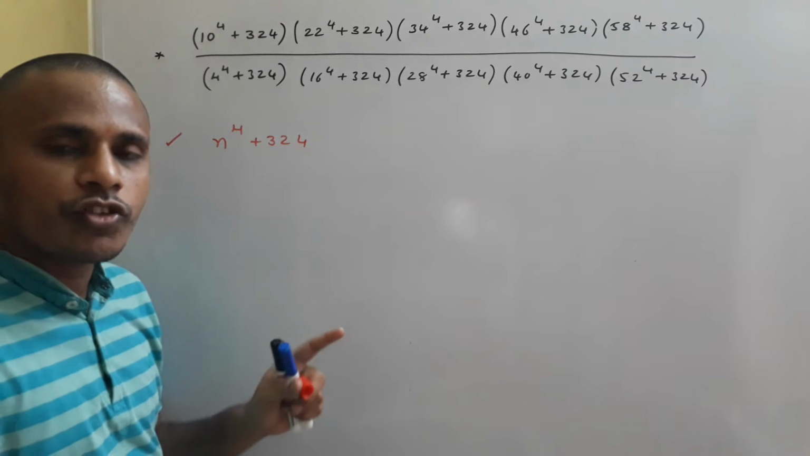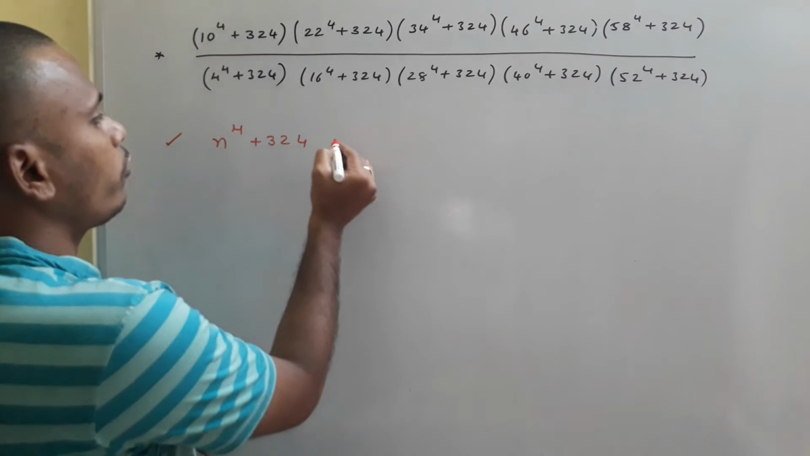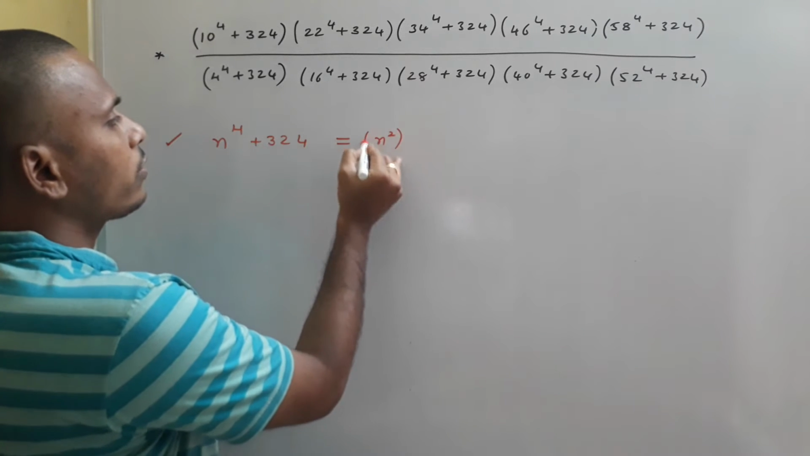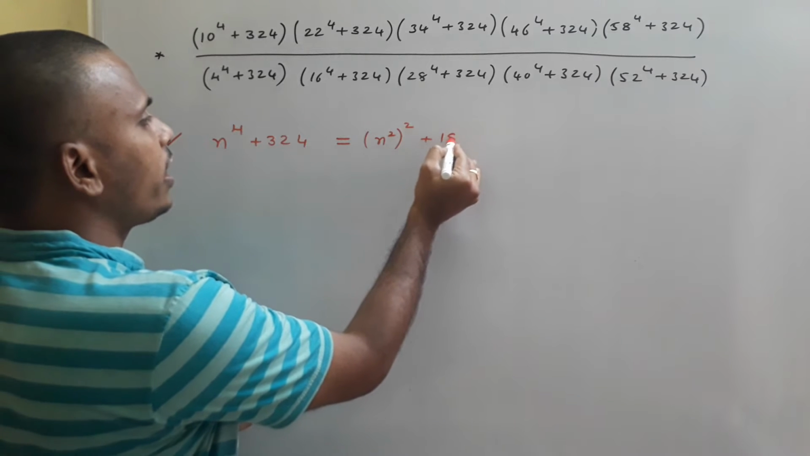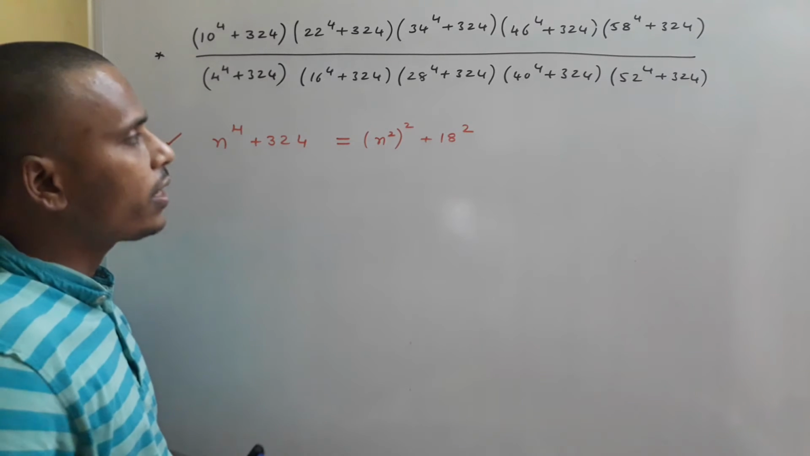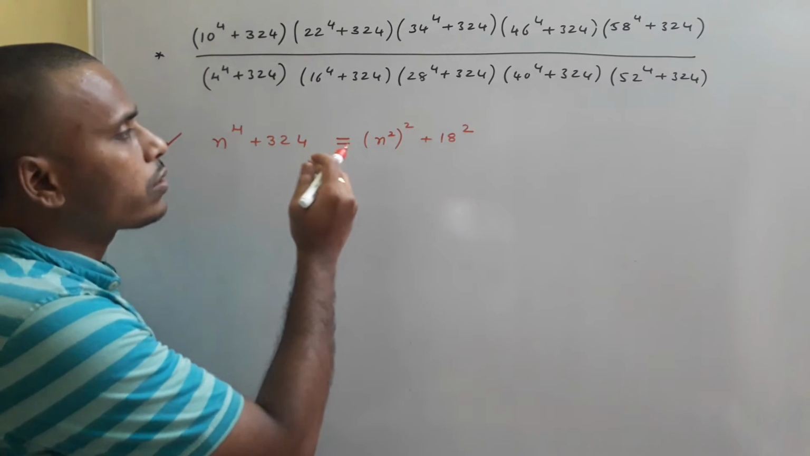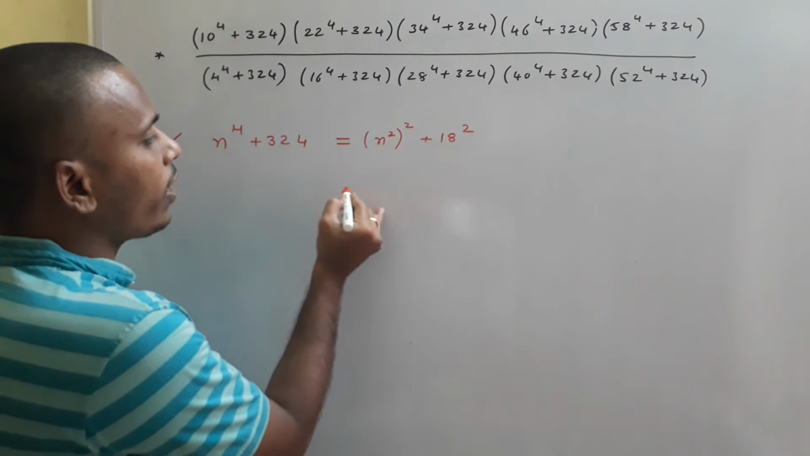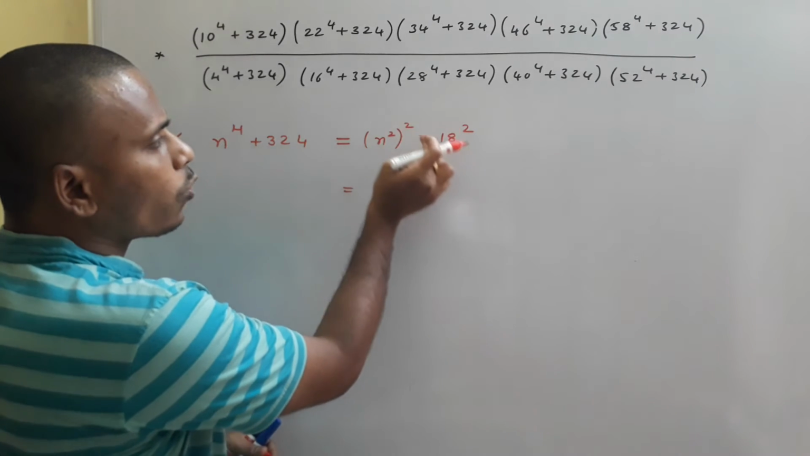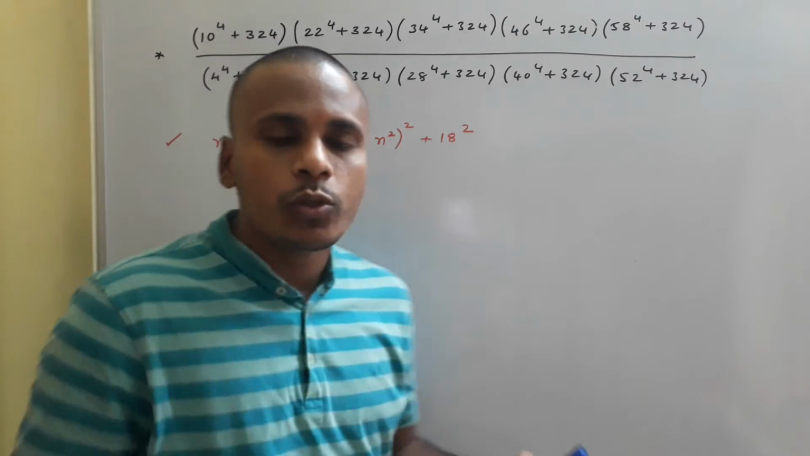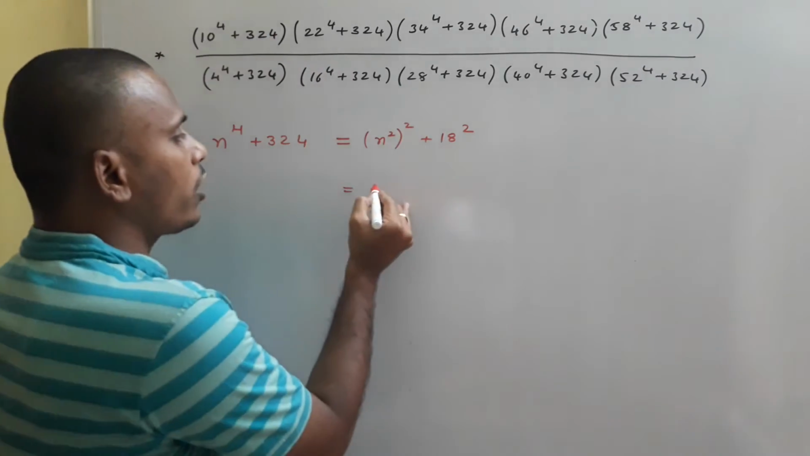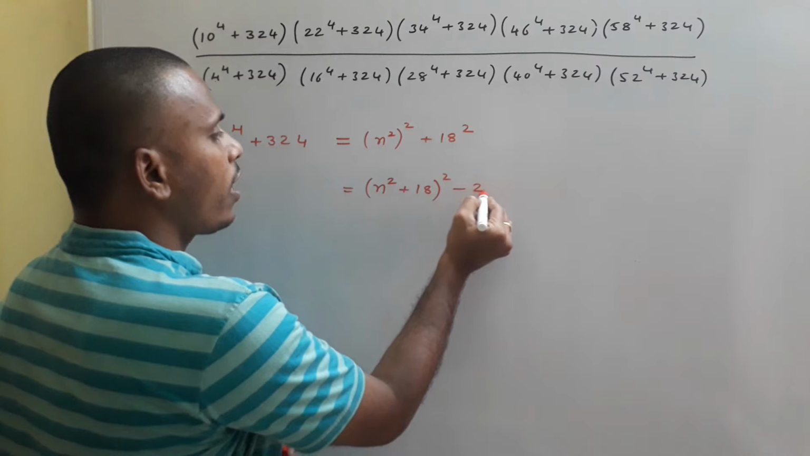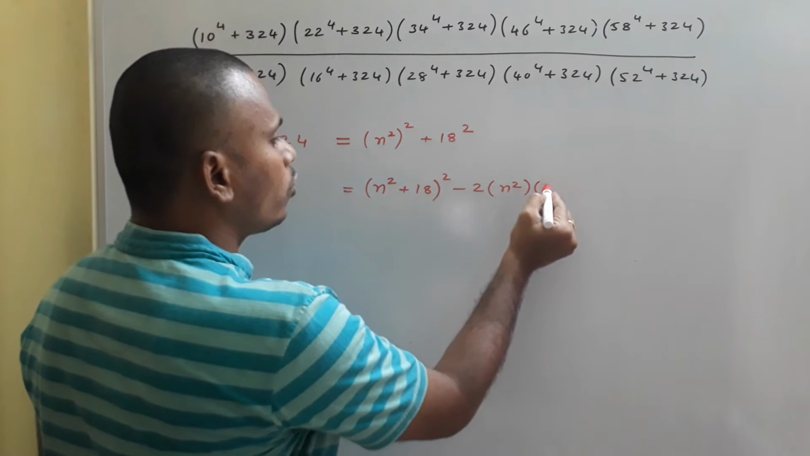First of all, I am trying to factorize n power 4 plus 324. n power 4 plus 324 is simply nothing but n square whole square plus 18 square. Is it right? 18 square is 324. So it is n square whole square plus 18 square, and it is of the format a square plus b square. So a square plus b square can be written as a plus b whole square minus 2ab. So a is n square, b is 18: a plus b whole square minus 2 into n square into 18.